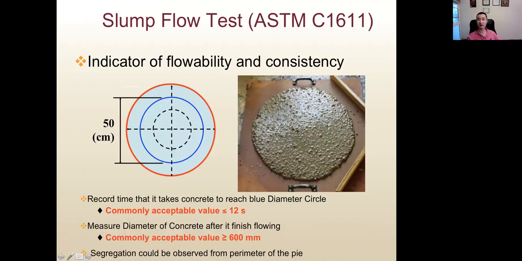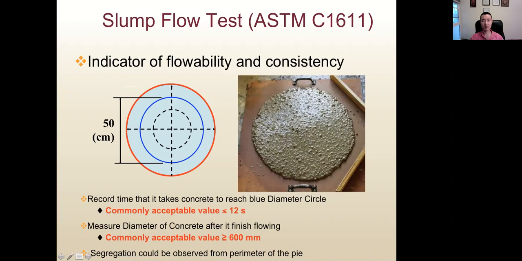This is the standard ASTM test. It is very similar to the slump test for traditional concrete, but we pour the concrete in 1 lift instead of 3 lifts, without any consolidation, no 25 strokes for each layer. After pouring, we just lift the cone and let the concrete flow under its own weight. So we record the time it takes the concrete to reach a certain diameter, which is 50 centimeters, 20 inches in diameter.